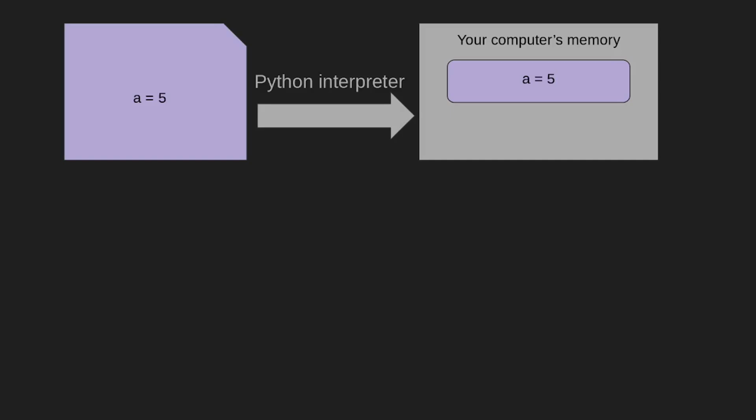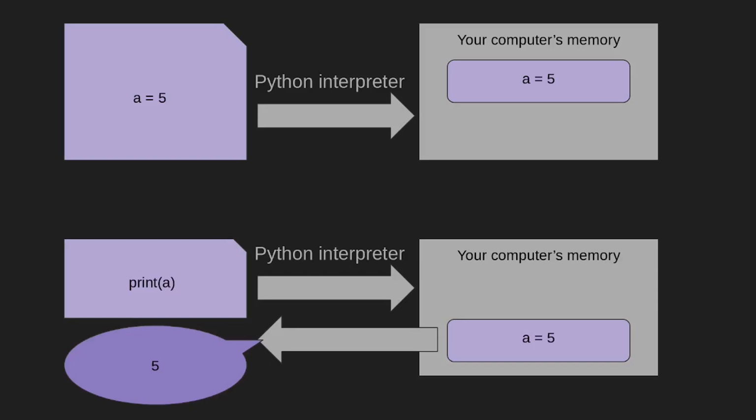Whenever we say a, that means 5. That has to be stored somewhere in your computer's memory. It'll allocate a certain number of bytes of that memory to remember a equals 5. So when we come later down the line and say, okay, print a, the interpreter has to read from the memory and recall that a was 5 and it'll print out 5.